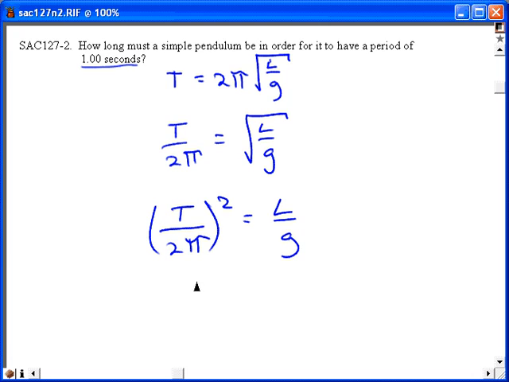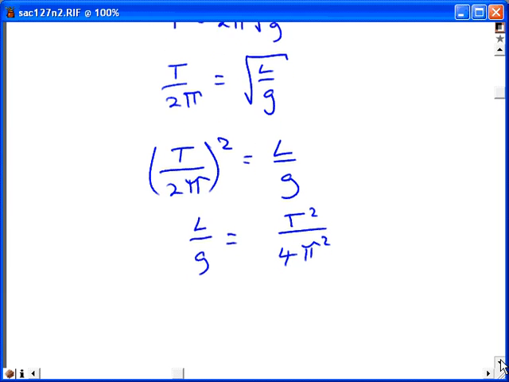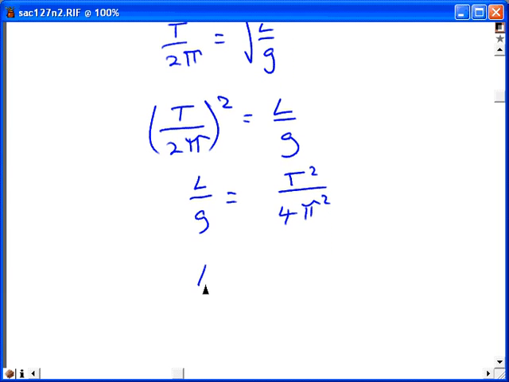And I'm going to switch sides here. L over g is, and I'm going to distribute that square among the product in the denominator and the fraction here, T squared over 4 pi squared. Then multiply both sides by g. So I get L is equal to T squared g over 4 pi squared.